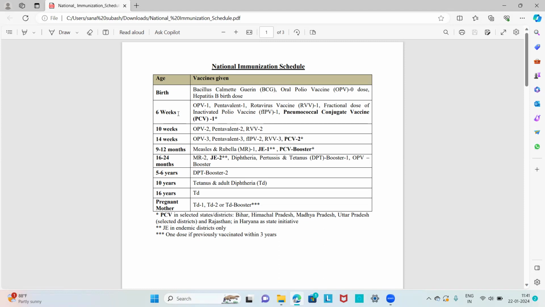And at 6 weeks after birth, we have to give the OPV first dose, then pentavalent first dose, rotavirus vaccine first dose, and the fractional dose of inactivated polio vaccine first dose. And the pneumococcal conjugate vaccine first dose should also be administered at 6 weeks. So this order we have to learn: OPV, pentavalent first dose, rotavirus vaccine first dose, then FIPV first dose, pneumococcal vaccine first dose.